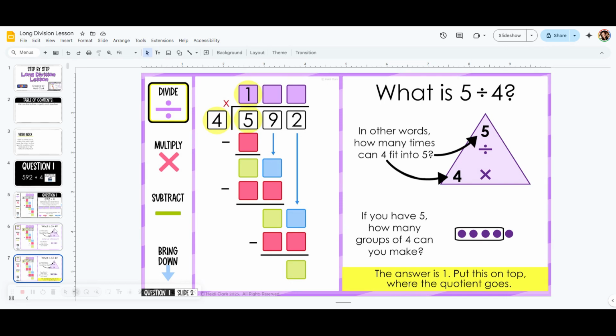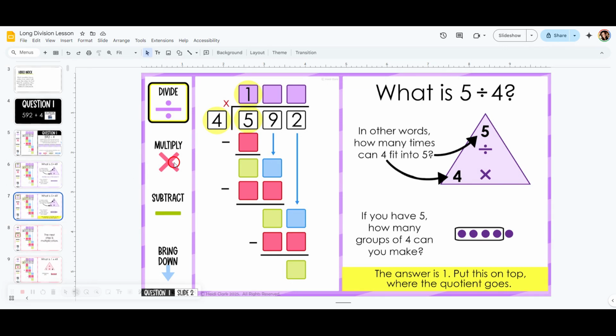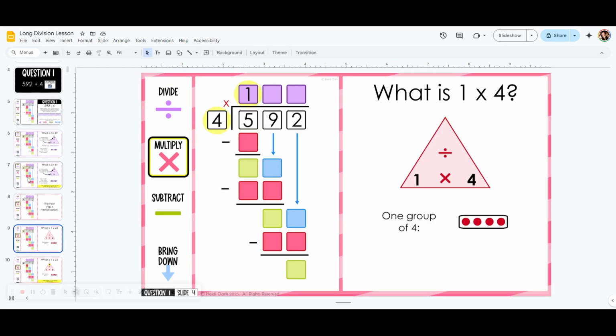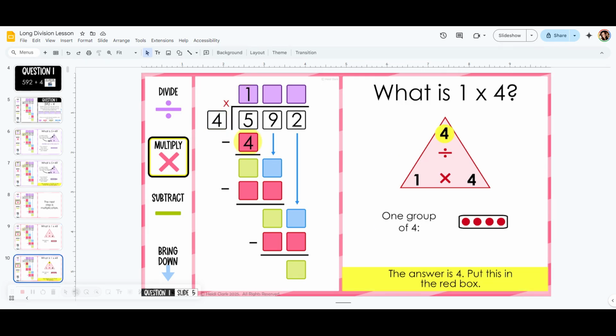All right. Next step is multiply. You're going to start with the last thing that you put, which was the 1. Take it back to the divisor. 1 times 4. What is 1 times 4? Or one group of 4? 1 times 4 is 4. And you're going to put that in the red box. So far we've done divide into the purple box. So we did 5 divided by 4 is 1. And then we just multiplied it back. 1 times 4 is 4. And we put that in the red box.